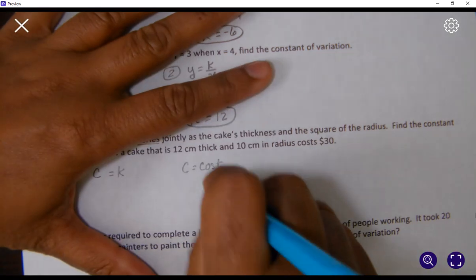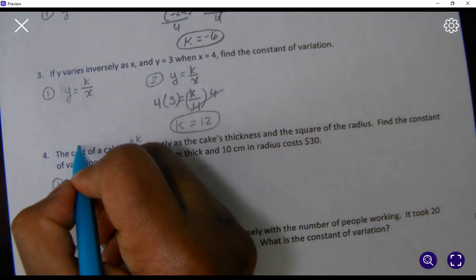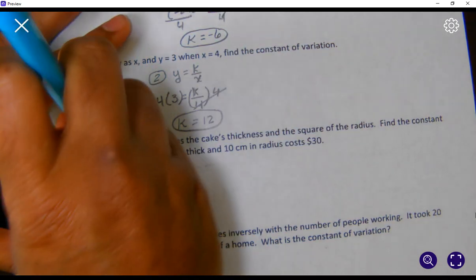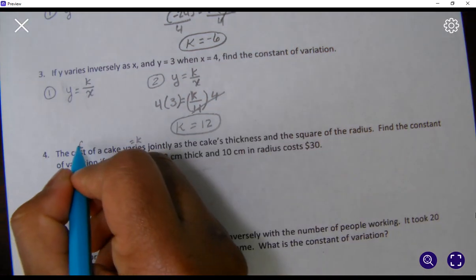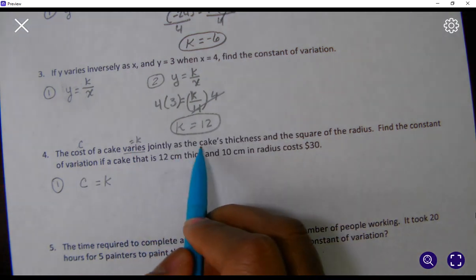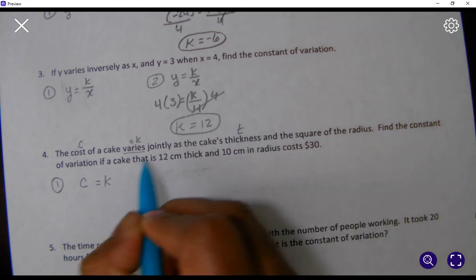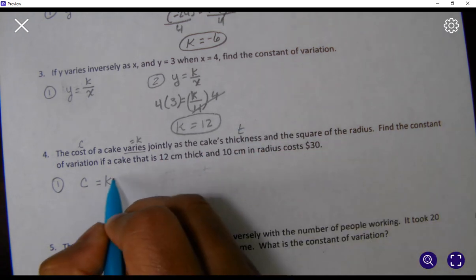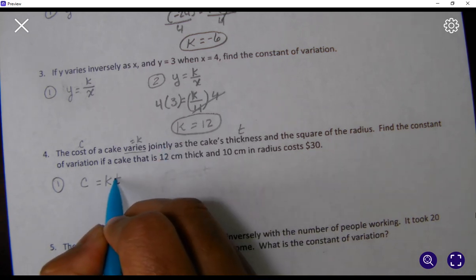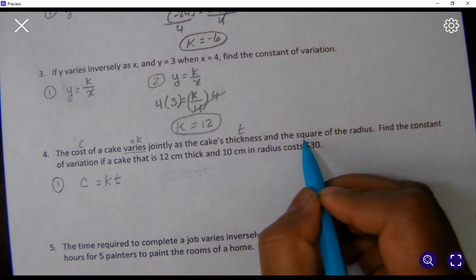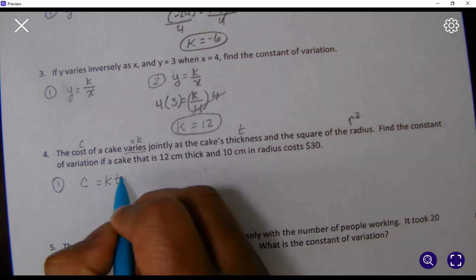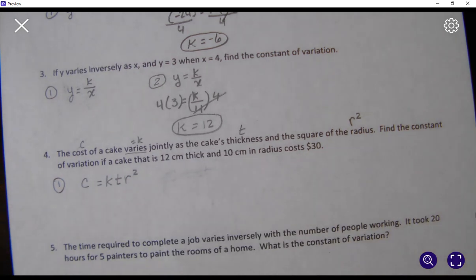And actually, let me do it this way. Let me just say this is going to be equal to C. And this is C over here. And so the cost equals K jointly as the cake's thickness. So jointly just means that you have more than one variable, and since it doesn't say inversely, it says jointly, so I'm gonna just multiply it with the k. And the square of the radius. So you have your radius and then you have it squared. None of it says inverse, so I'm just gonna leave it all being multiplied.